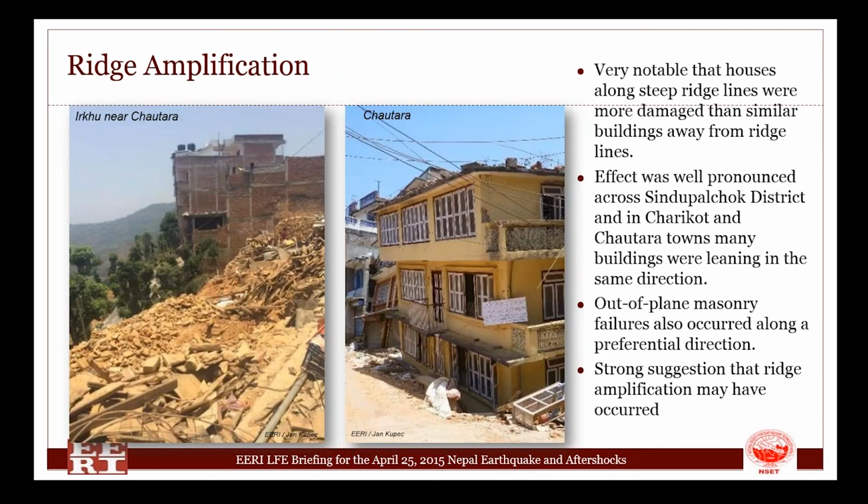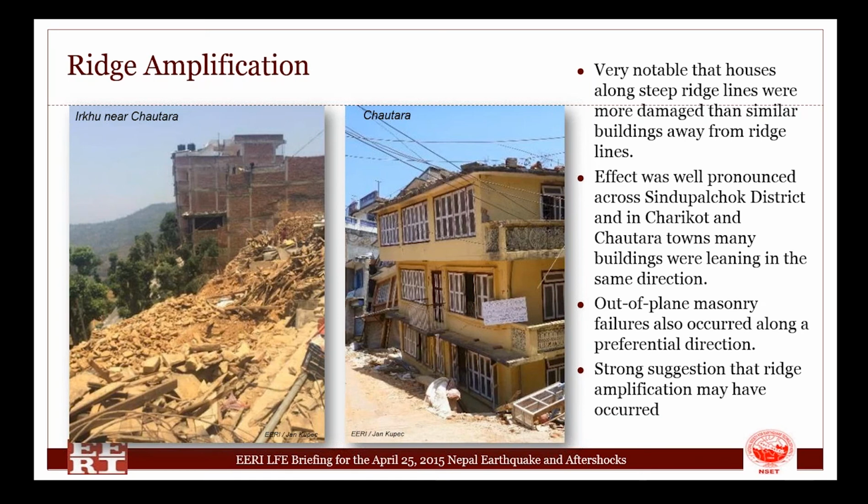Ridge amplification was a large topic. It was very notable that houses along steep ridgelines were more damaged than similar buildings away from ridgelines. A 100 meters difference was significant. The effect was very notable in Chatara and Charikot, where buildings were leaning in one particular direction and out of plane failure was also noted in one particular direction. So there's a strong suggestion that ridge amplification is observable in these areas.